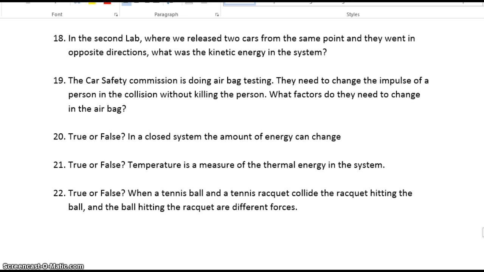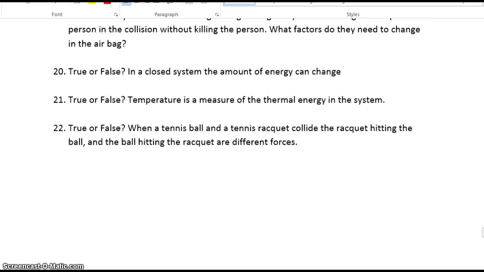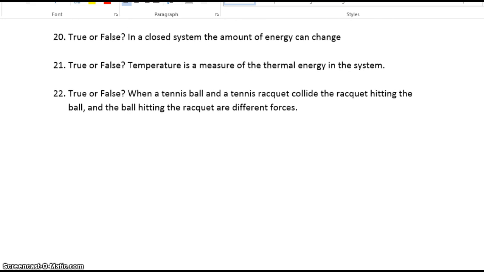Number 20, in a closed system, the amount of energy can change. That is false. In a closed system, everything is the same. 21, true or false, temperature is a measure of thermal energy in the system. That is true. And 22, true or false, when a tennis ball and a tennis racket collide, the racket hitting the ball and the ball hitting the racket are different forces. That is false, because for every action, there is an equal and opposite reaction.